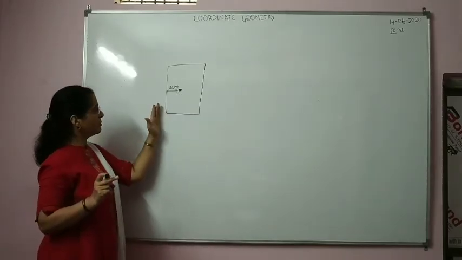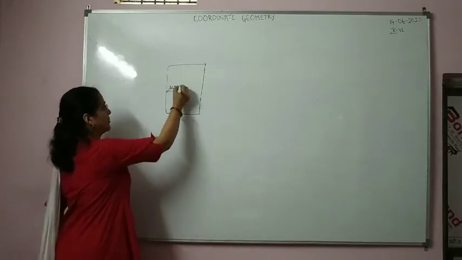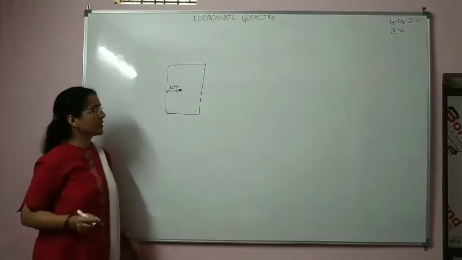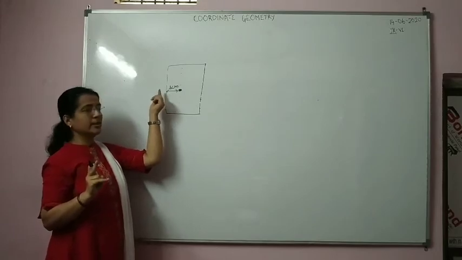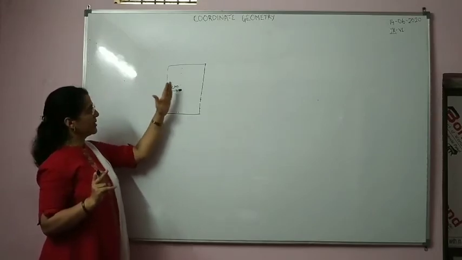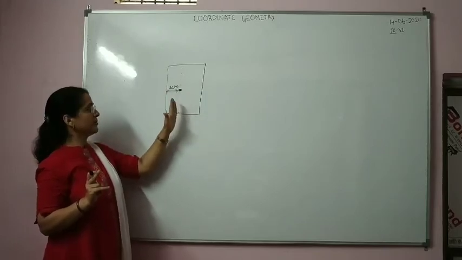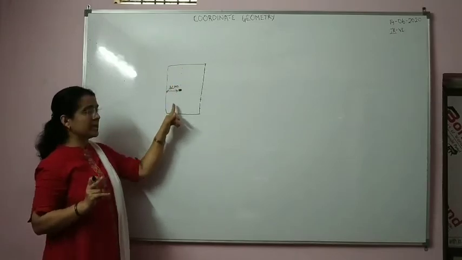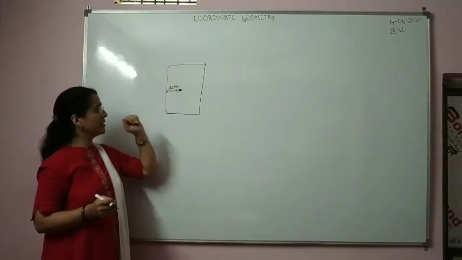Why? Because 3 centimeter from the left side, I can take as many dots as I wish. If the point is 3 centimeter from the left corner, it means along that 3 centimeter from the left corner, you can draw as many points. It means this information is not sufficient.